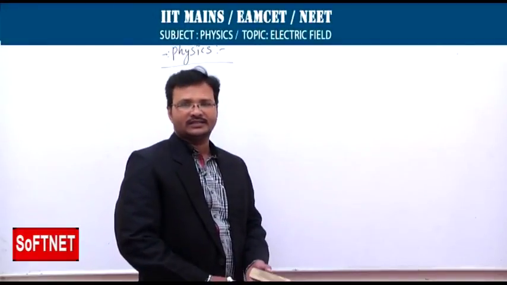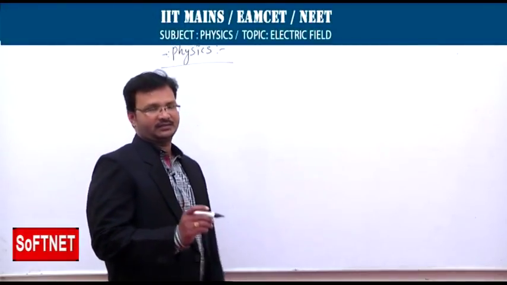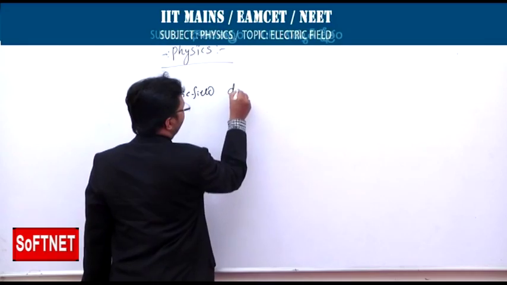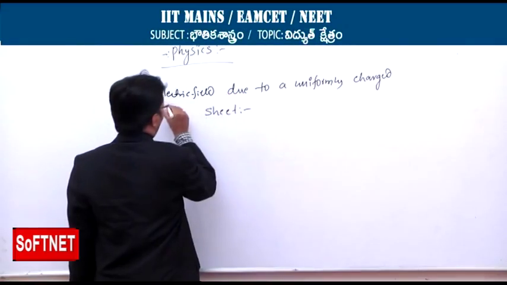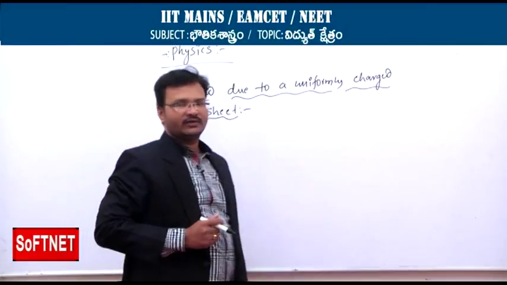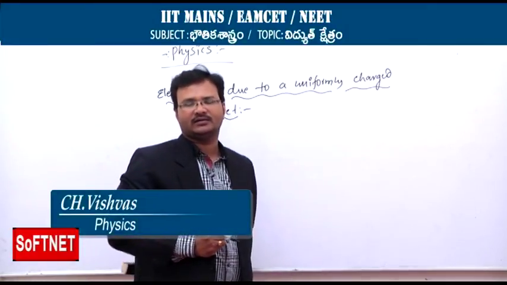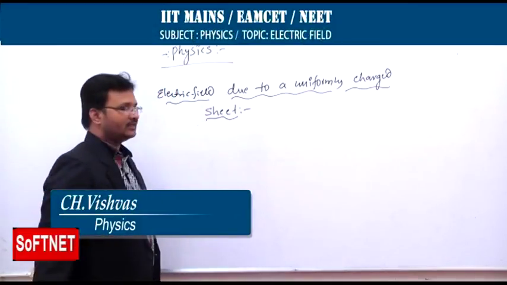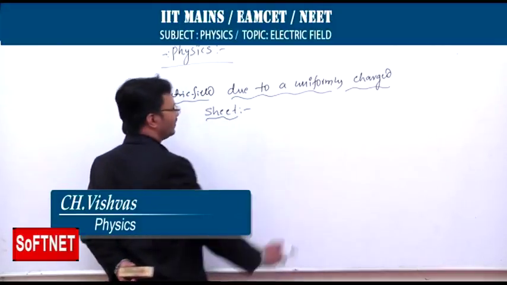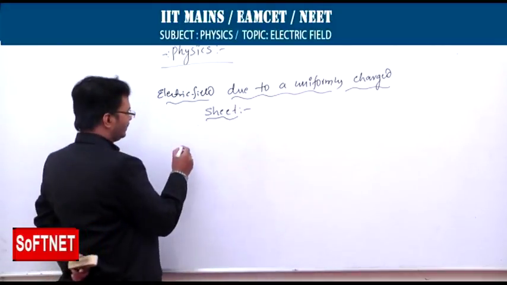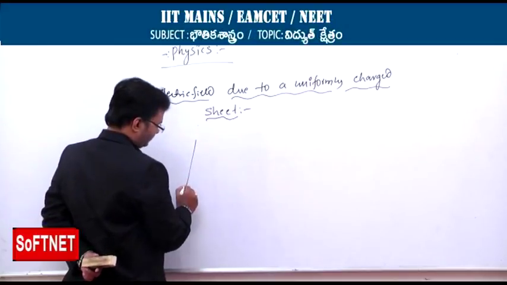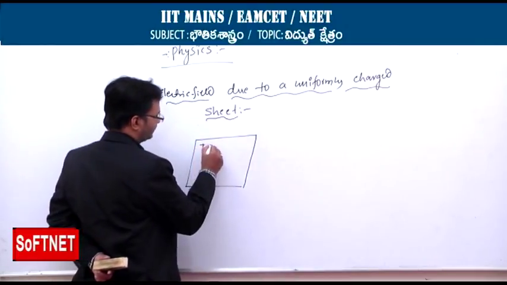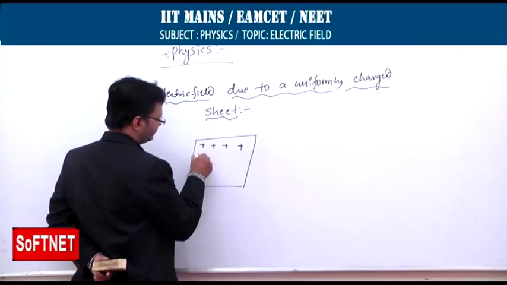Now we are going to discuss the second application of Gauss law, that is electric field due to a uniformly charged sheet. Last class we completed the first application of Gauss law. Next, the second application of Gauss law is electric field due to a uniformly charged sheet. For that, consider a uniformly charged sheet. This is one uniformly charged infinite sheet.